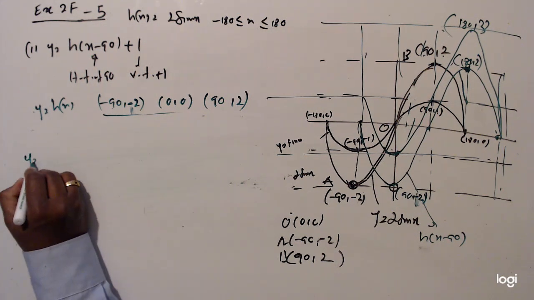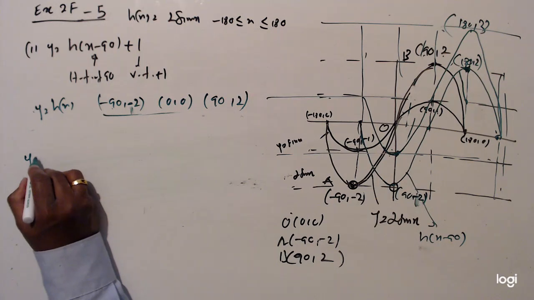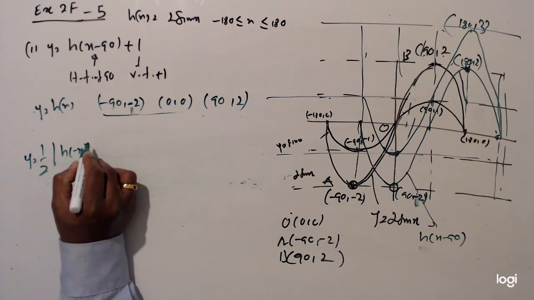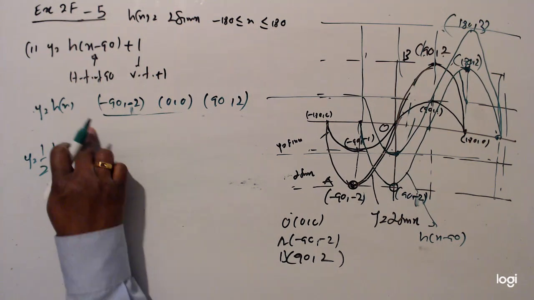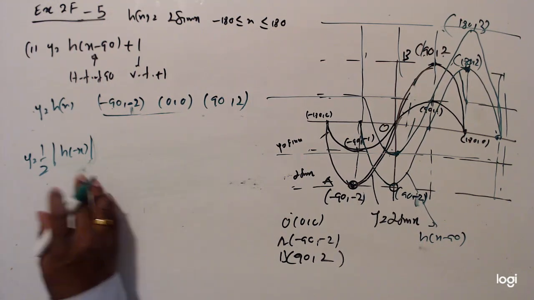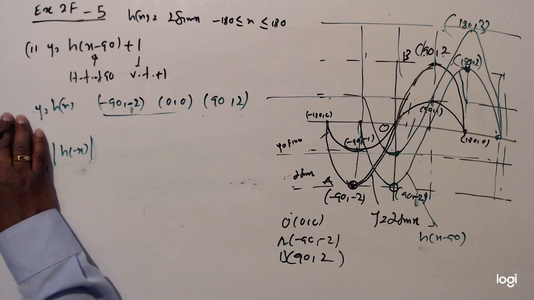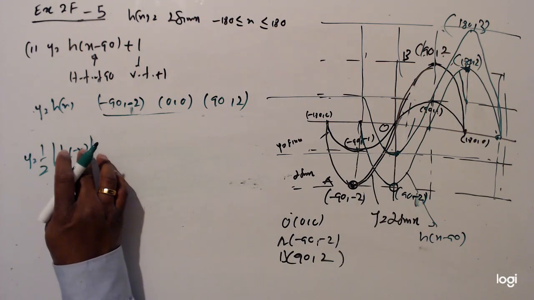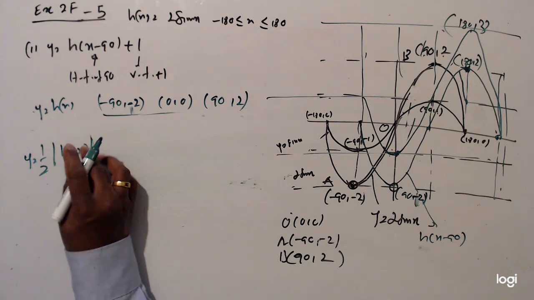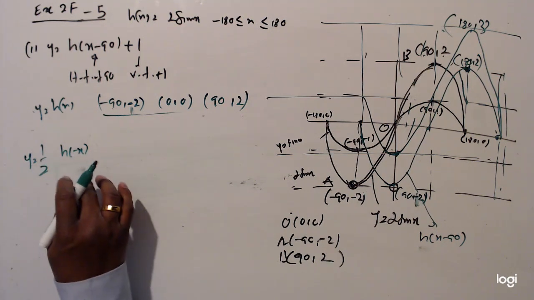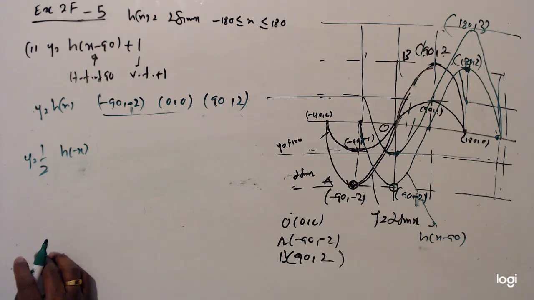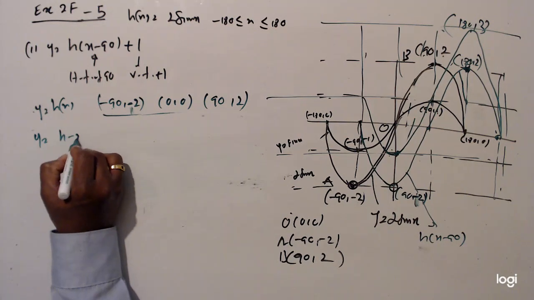And the other one is y equals half |h(x)|, where h(x) is the function. First of all, we'll consider the mod. So what is the method we discussed? There are two operations, so I'll consider minus x first before taking the mod. Y equals h(minus x).